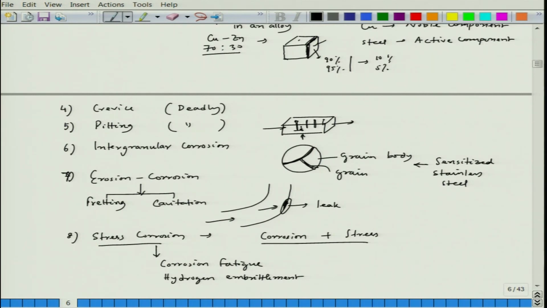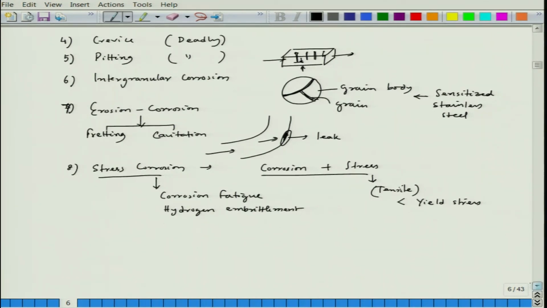Now, if we come to stress corrosion, normal stress corrosion, where the stress is tensile in nature, and it should be below the yield stress of the material, that time we call it stress corrosion. Now, corrosion fatigue, as the name suggests, is where fatigue load is coming in and also there is a corrosion effect.